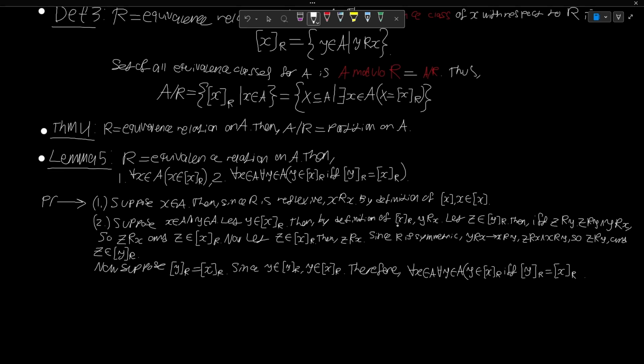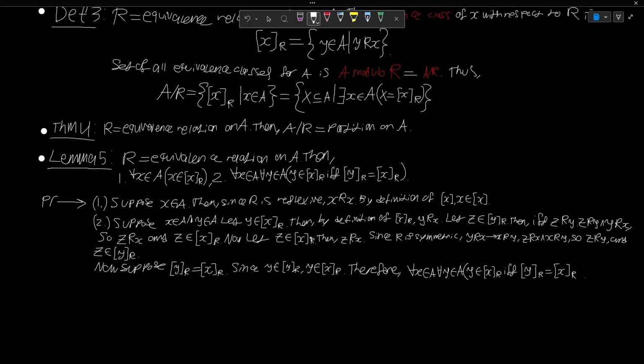Then by definition of the class of x, y is R related to x. So if we let z be in the class of y, then z is R related to y. And since R is transitive and this is true, then it's also true that z is R related to x, meaning that by definition, z is in the class of x.